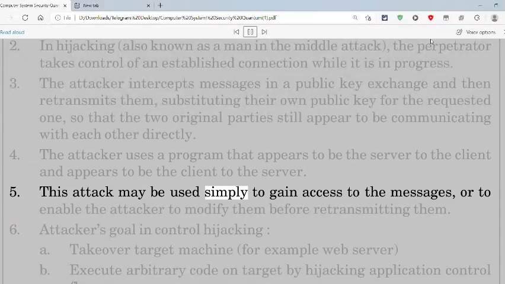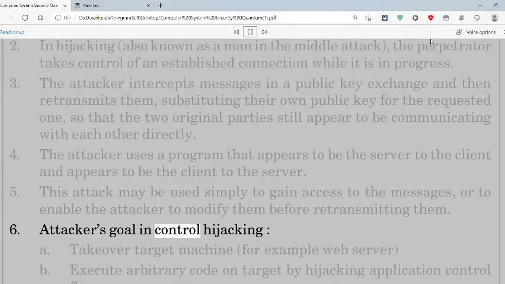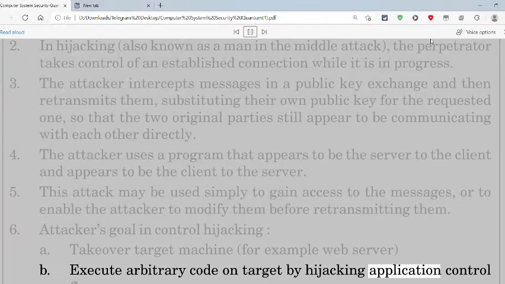5. This attack may be used simply to gain access to the messages, or to enable the attacker to modify them before retransmitting them. 6. Attacker's goal in control hijacking: A. Take over target machine, for example web server. B. Execute arbitrary code on target by hijacking application control flow.